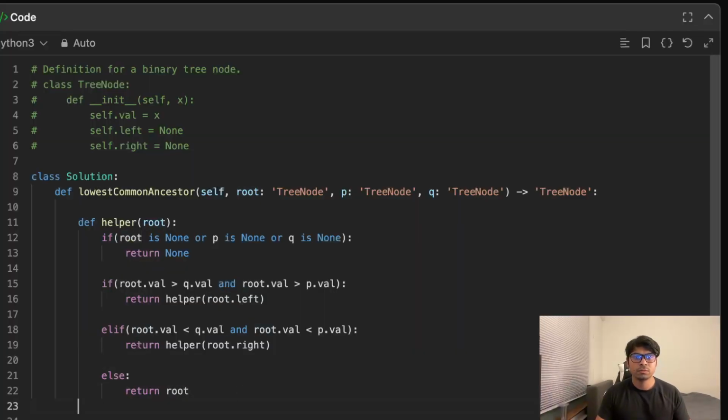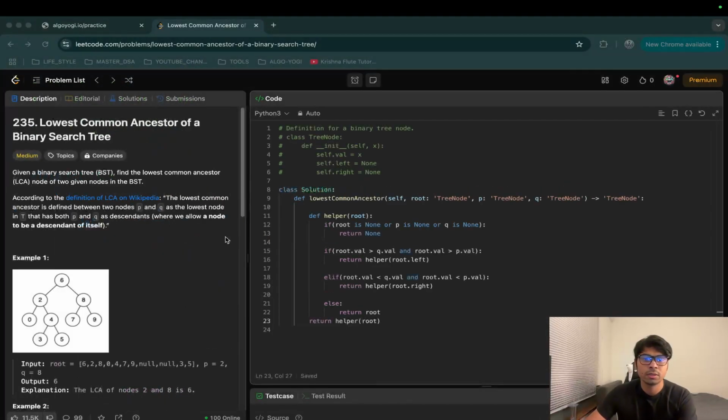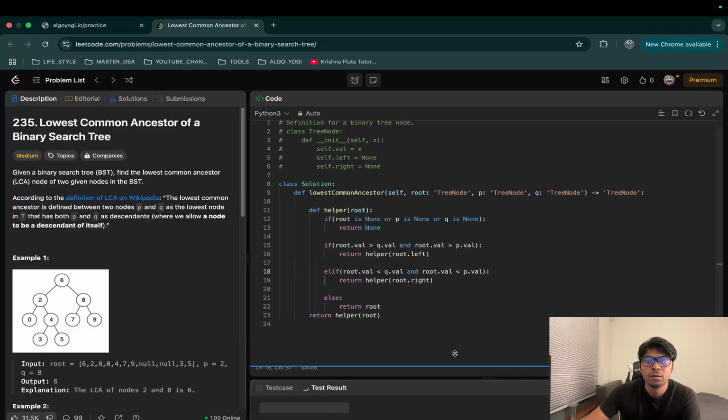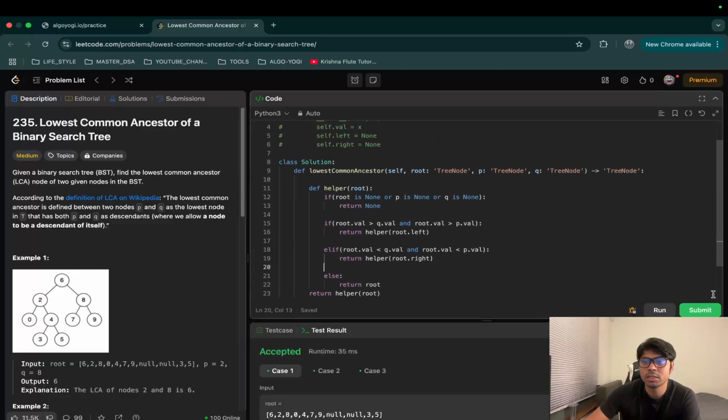Now let's try to call this helper function on the root. Let me zoom out and run the solution. And yes, it passes the test. Let's try to submit it.